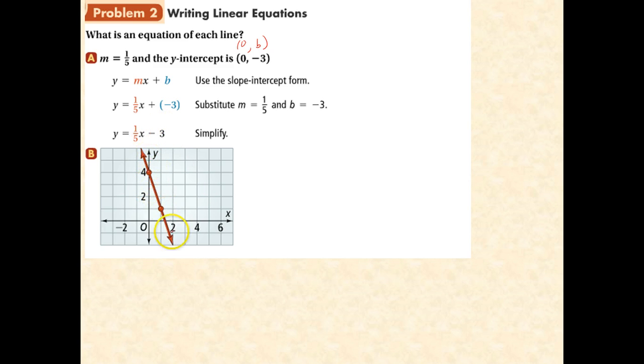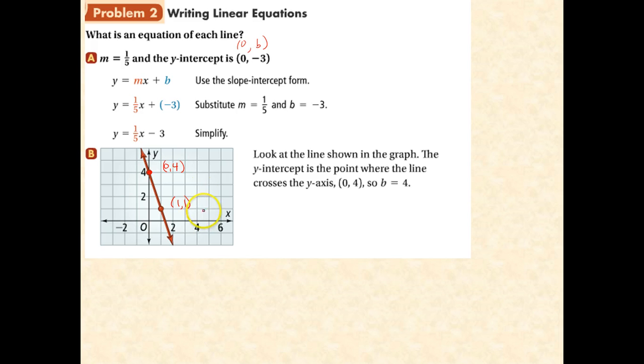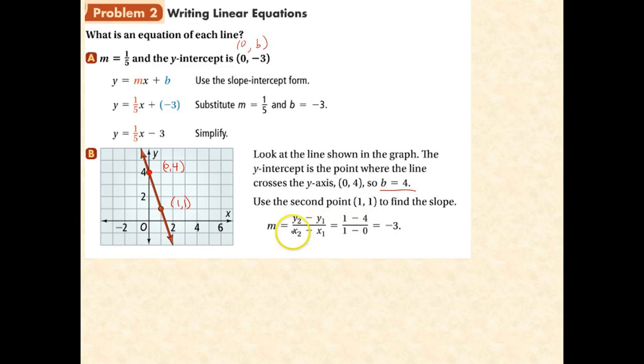Or what about this line here? Looks like the y-intercept is 4. And then you can use the point (0, 4) and the point (1, 1) to find the slope. So b is 4. Then you can use the point (1, 1) to find the slope. Another way to do it is to just count it. Remember, slope was rise over run. So you can always count that.